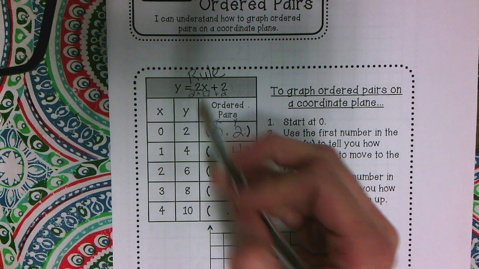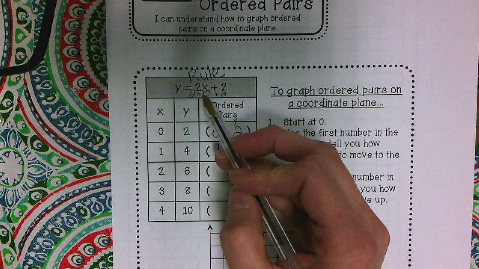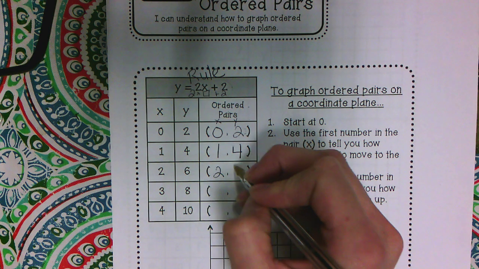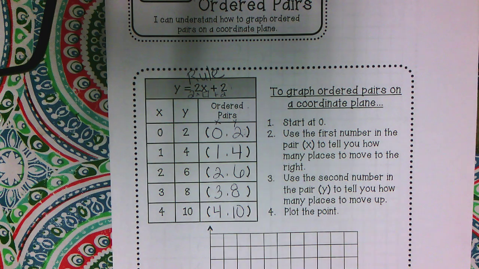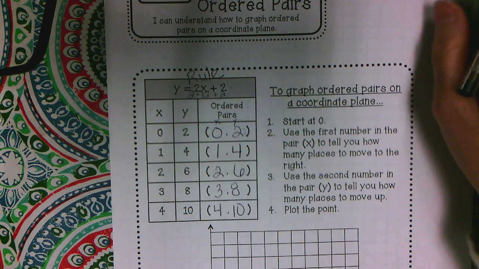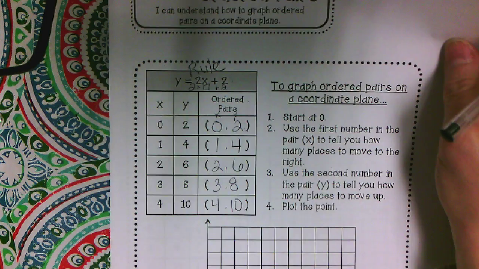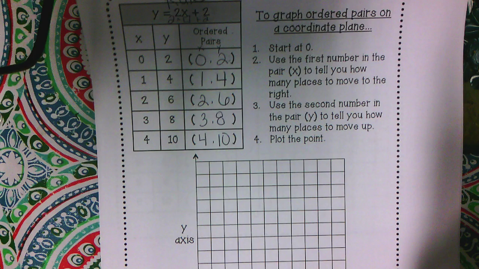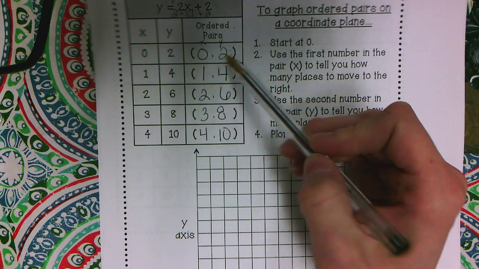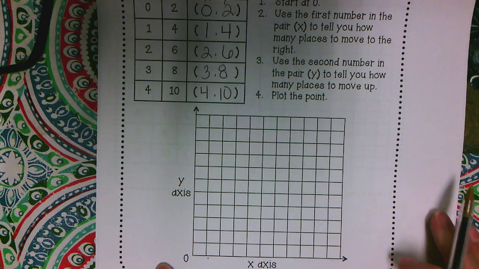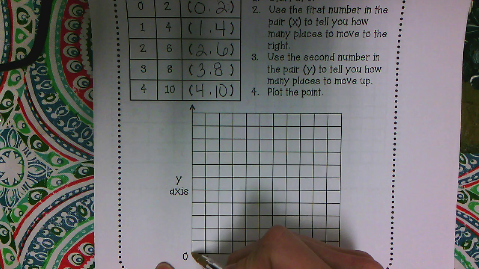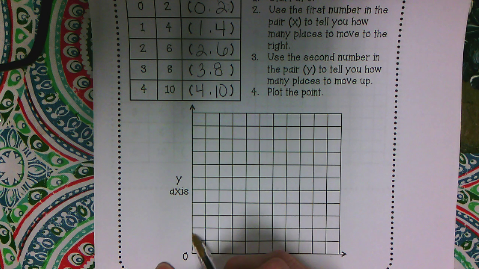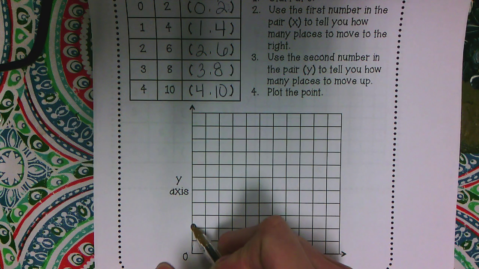Same for the next one. 2 times 2 is 4, plus 2 would give us 6. So you can see kind of how our rule is going to play out and give us these ordered pairs. Now that we have our ordered pairs, it's time to plot them or graph them on our coordinate grid. So you can see that we have 0 and 2 first. Our first number tells us where to go over to. So if we look at our x-axis, 0 is here, so I don't have to go anywhere. And then I'm going to go up 2. So 1, 2.